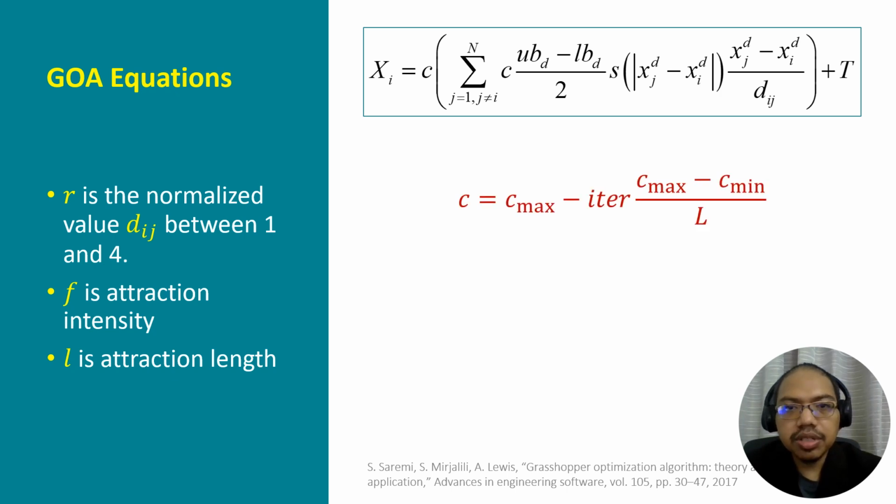Now again, still the original GOA equation, the C that we have discussed before can be calculated using this equation where we have our Cmax and Cmin value. Eta is our current iteration and L is the total iteration. And here we have what we call the f value. The f value is the attraction intensity, and usually we just use the default value given by the researcher, and l is the attraction length. Again, we are using the default value given by the researcher.